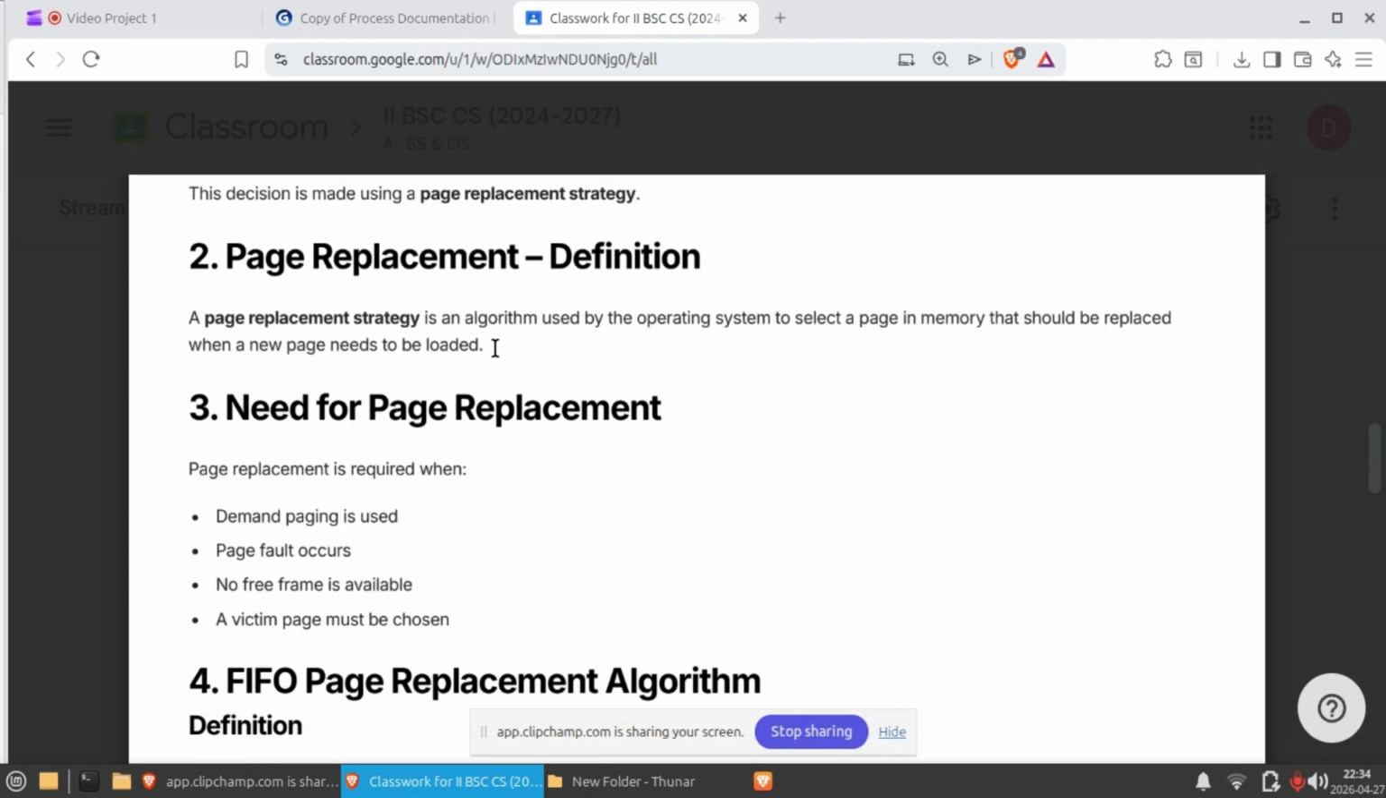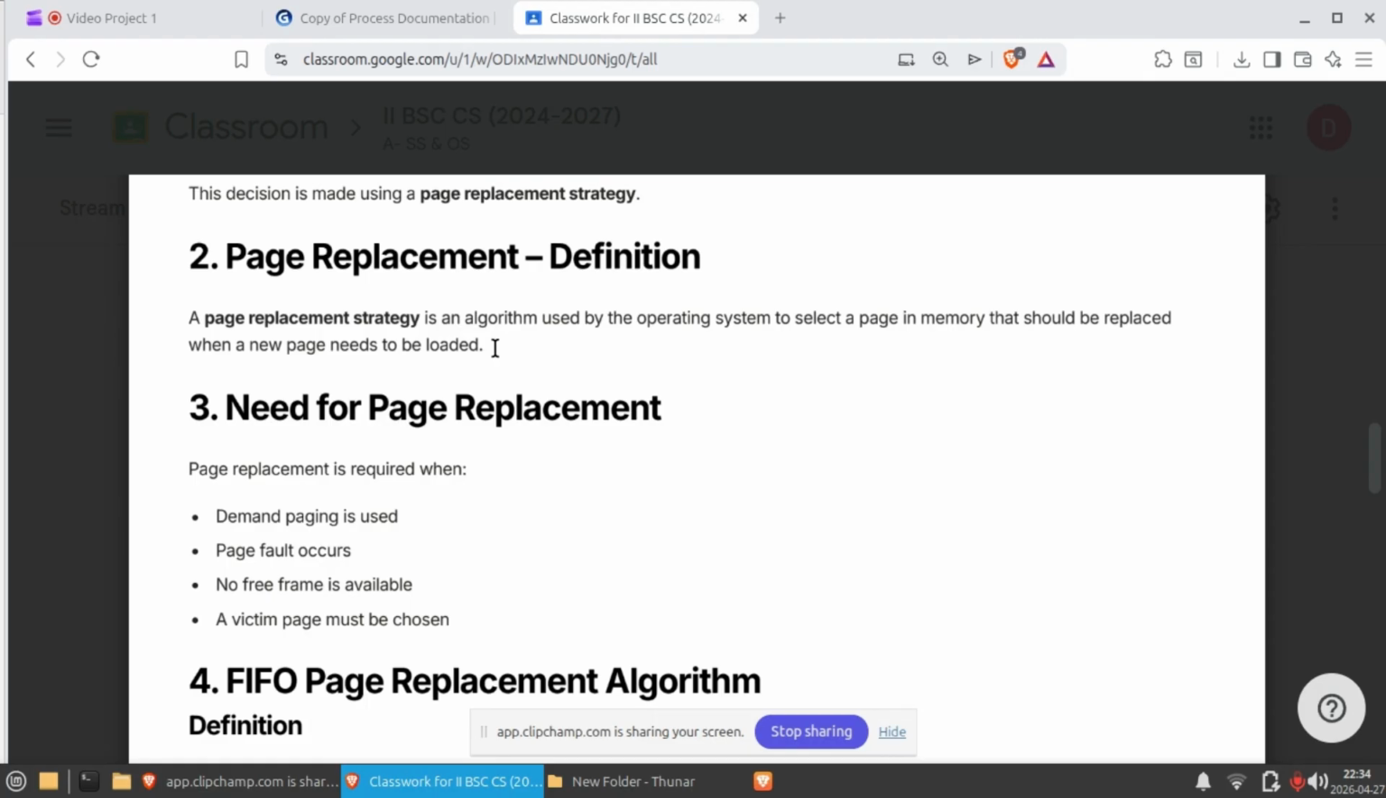Then, memory is limited. When memory becomes full, the OS removes one page and loads a new page. This is a replacement. So you don't need to bother about that. It's very easy. This process is called page replacement.